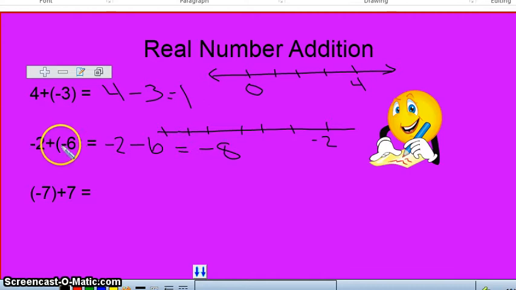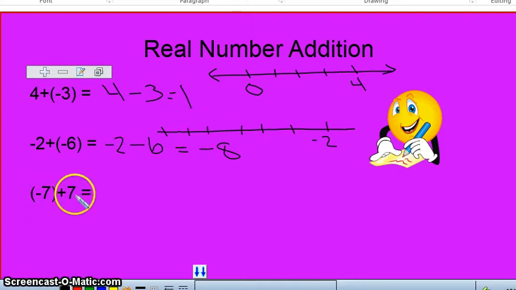Now when you have a negative plus a negative, your answer will always be a negative, because you're going to the left and then going to the left some more. You're always going to end up with something that's to the left of 0, and those numbers are all negative.